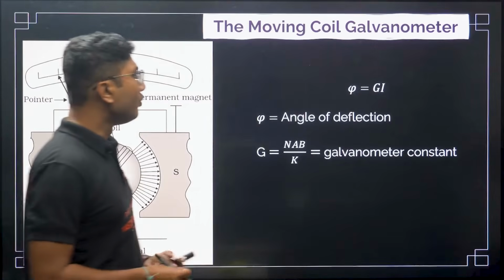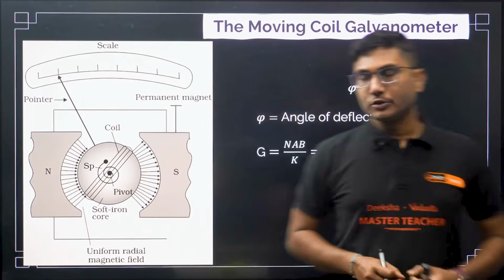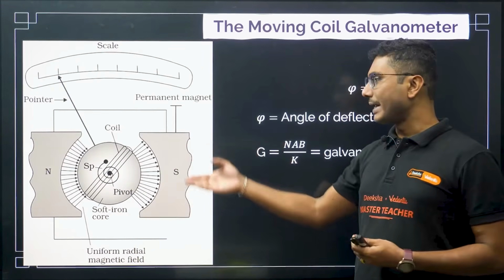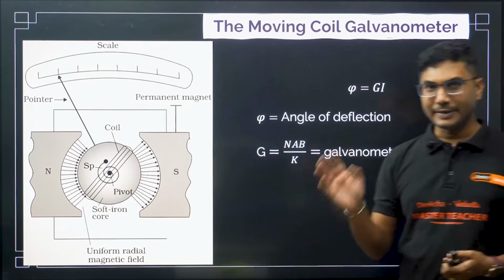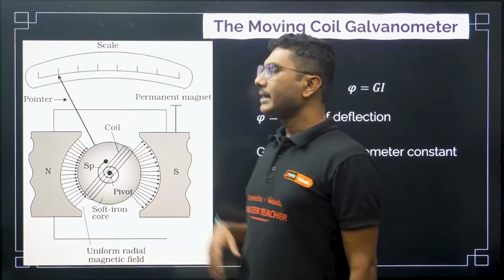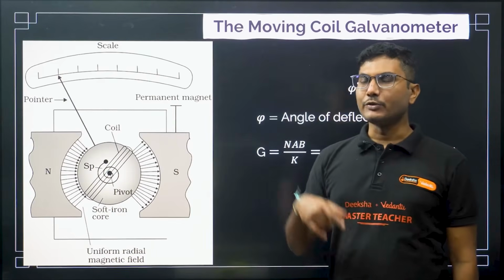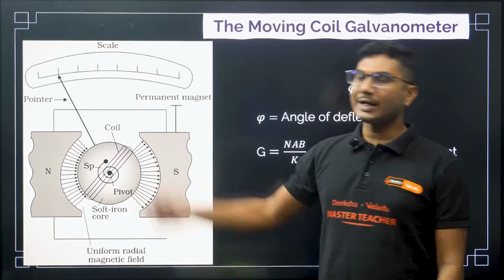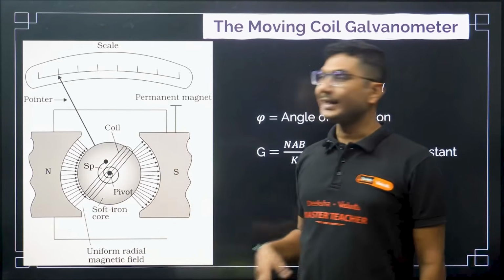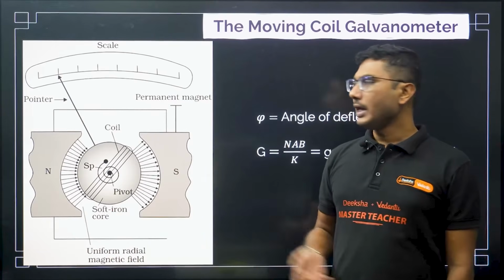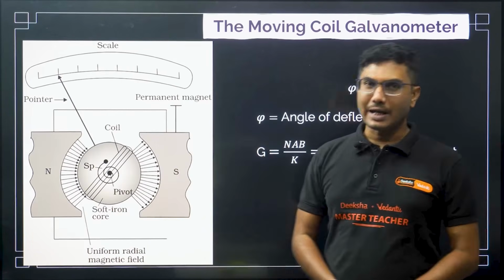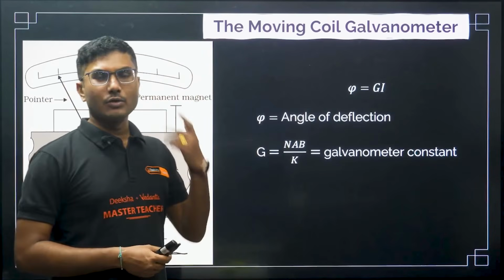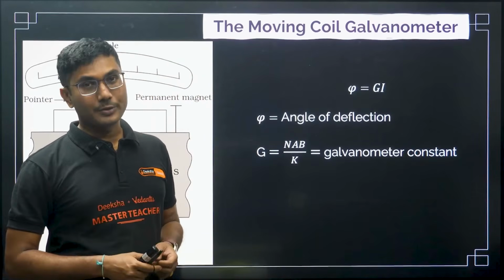Okay, now moving coil galvanometer. The fact that when a current carrying coil is placed in a magnetic field, it experiences a torque, that theory converts into an application as a galvanometer. So a galvanometer is something that, whenever a current flows in a circuit, can detect that current. That is the function of a galvanometer. Now based on this function we can convert it into two usable components, galvanometer and ammeter.